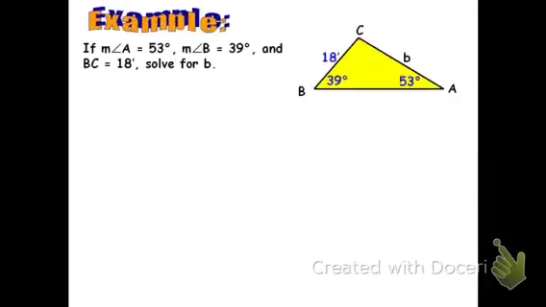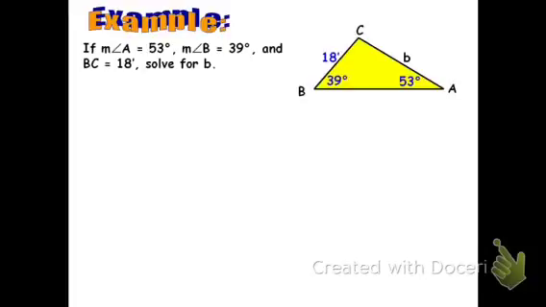All right, so let's look at an example. I've got triangle ABC again, but now I've filled in some values. Here we're told that the measure of angle A is 53 degrees, and the measure of angle B is 39 degrees. We're also told that BC is 18 feet long, and we want to solve for little b, which would also be known as side AC.